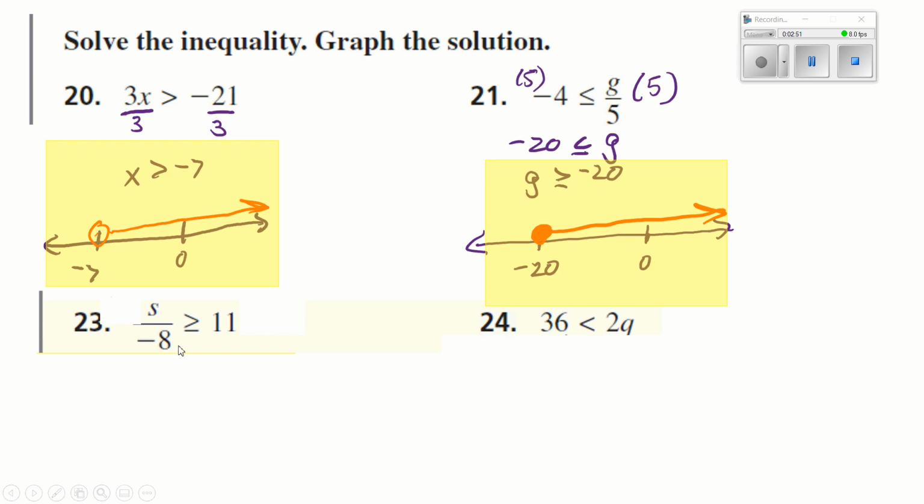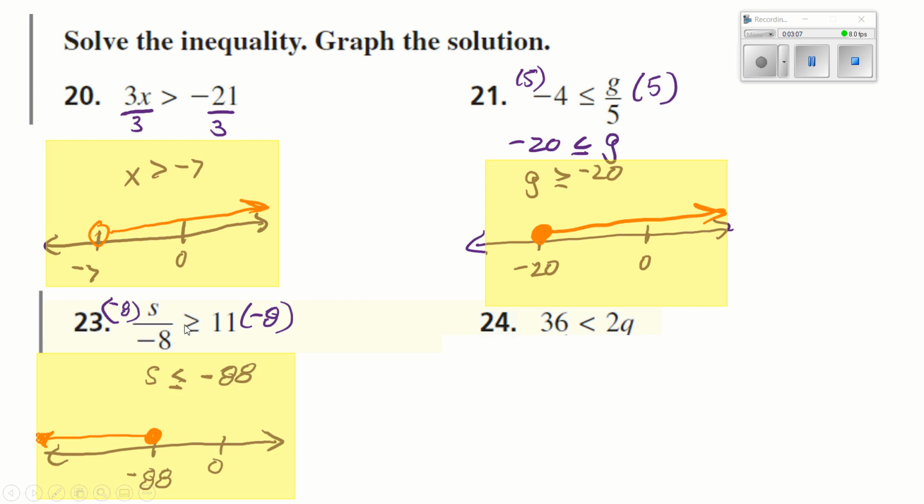23 says s is being divided by negative 8. This time we're dividing by a negative number. And the rule is when we multiply or divide by a negative number, we're going to have to turn this symbol around. So the opposite of dividing by negative 8, I'll be multiplying by negative 8 on both sides. Negative 8 times 11 will be negative 88. And so this tells me that when I turn my symbol around, s will be less than or equal to negative 88. I'll shade in my dot and point to all the numbers less than.